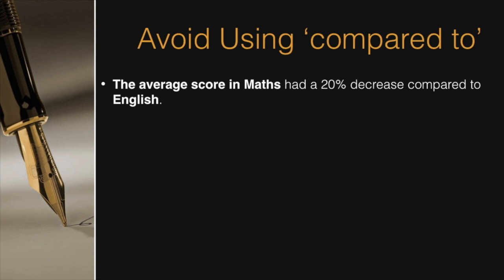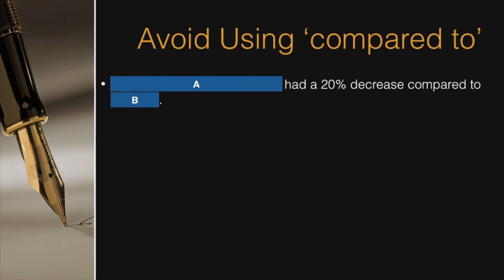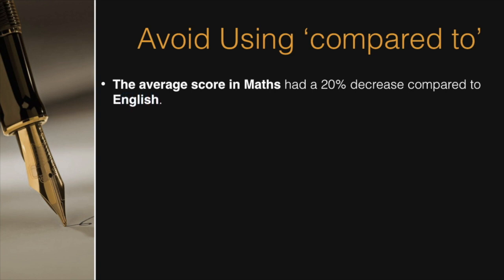To understand that, let's simplify this sentence. Now it reads, A had a 20% decrease compared to B. That sets an expectation that A and B must be comparable. But instead, A is the average score in maths, whereas B is just English. So essentially, we were comparing apples with oranges. That means we were comparing things that must not be compared.